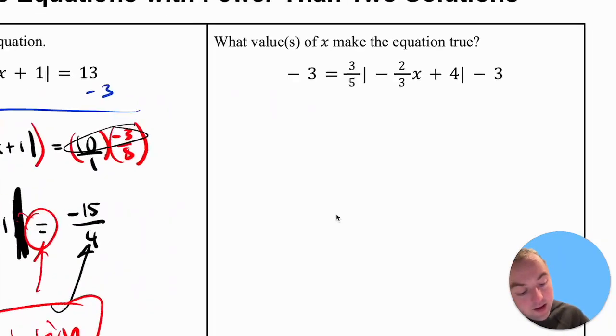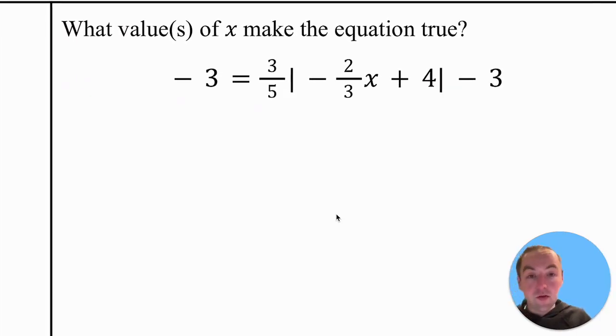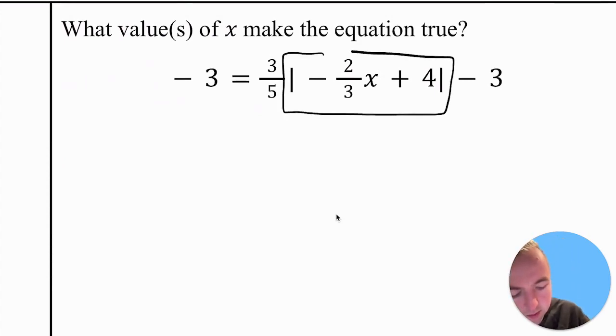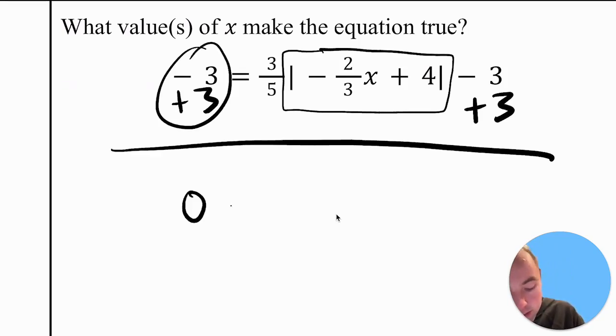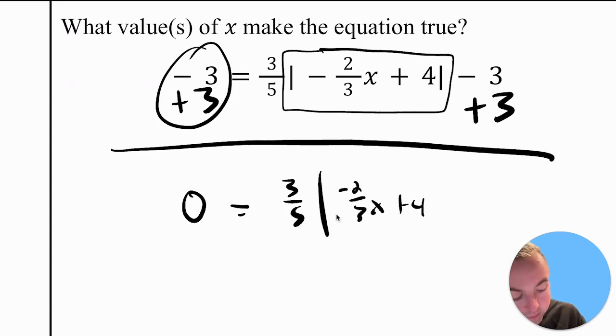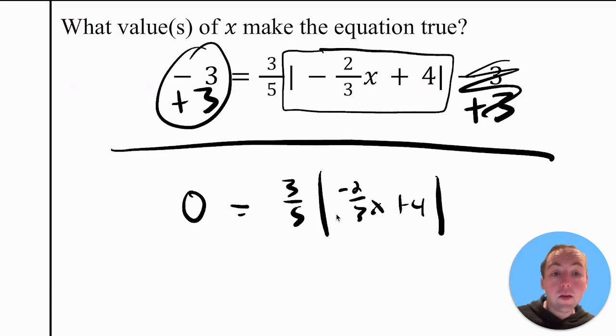All right, and then this last one here also has fewer than two solutions. So we want to solve to find the values of x that make the equation true. Okay. So you can see that there's an absolute value, you got x inside of it, so we want to get that absolute value that I put in a rectangle alone. It's multiplied by 3/5, and there's also a subtracting of 3, so we've got to undo those couple things first. So let's undo the subtracting 3 first by adding 3, right? Okay, you're going to get 0 equals 3/5 of the absolute value of negative 2/3 x plus 4. Yeah, and that cancels out to equal 0 too.